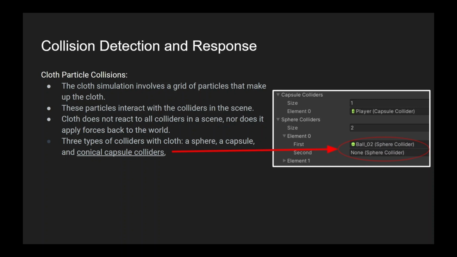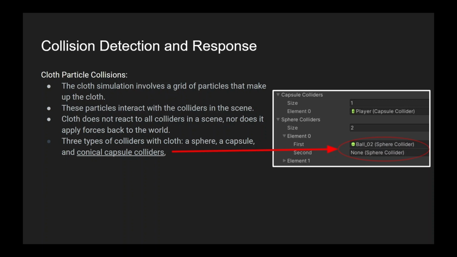Now, collision detection and response. So the cloth consists of a grid of particles that make up the cloth. These particles interact with the colliders in the scene. So what you do is you drag specific colliders of objects that you want the cloth to react with, and once you do that, as in the picture over here, the cloth will then react with that particular object realistically. So if the object is applying force to specific particles on the cloth, those particles on the cloth will react realistically, so it will simulate a very realistic cloth behavior.